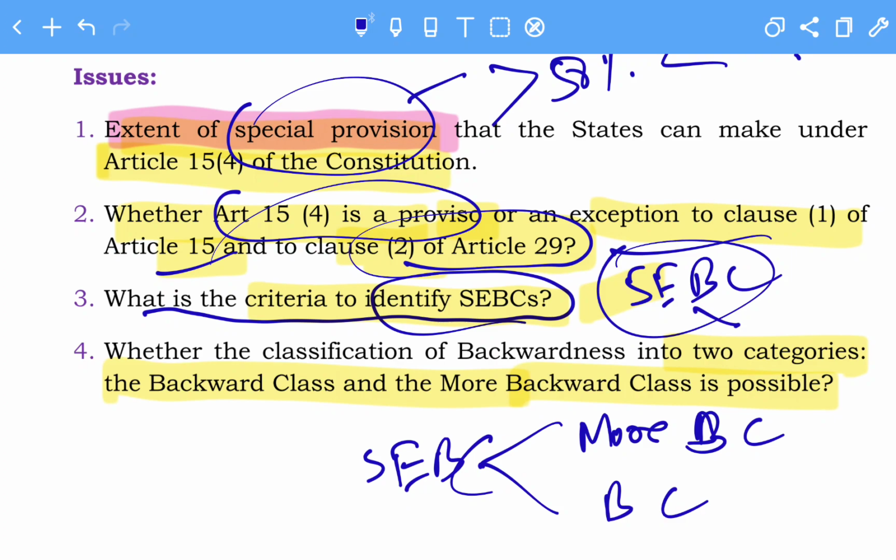Okay, so now let's see how the Supreme Court has dealt with these issues, what kind of observations, orders and judgments came from the Supreme Court on these issues, and how it is going to change the dimension of the SCBC category reservation. So let's see.